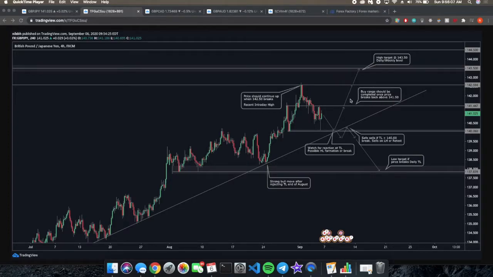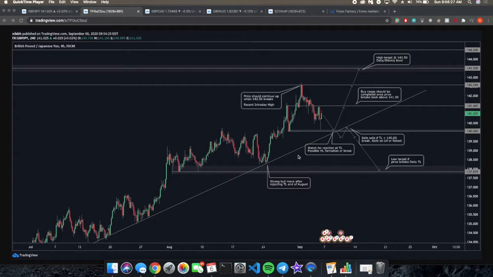Then if that higher low does form, the next thing to do is create a higher high, and our higher high target would be at 143.500, the daily and weekly level. I'll show you where I got that from. In case this trend line does break, we have been very active on this trend line, right?